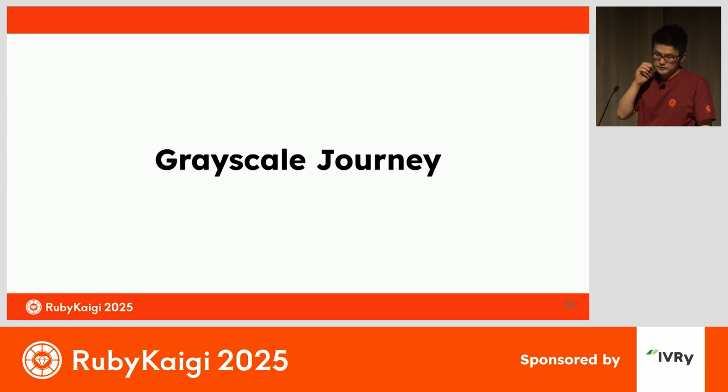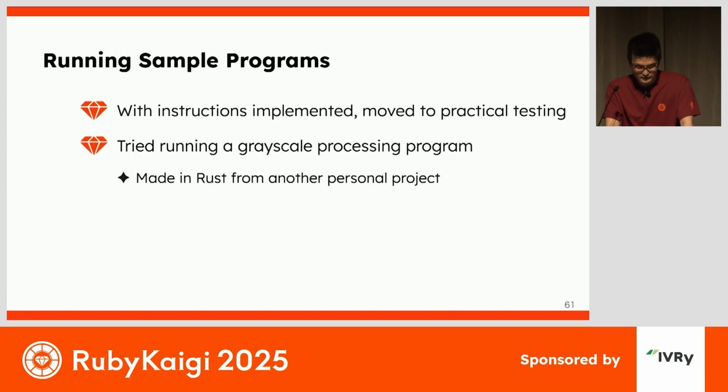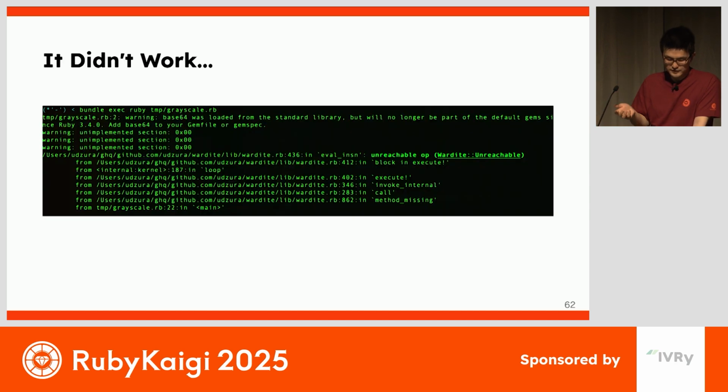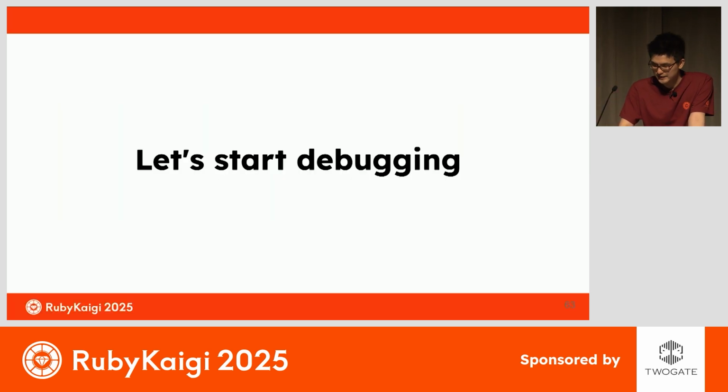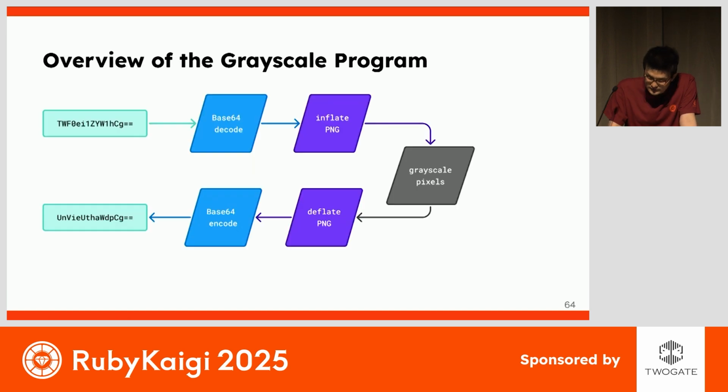This led to the grayscale journey. I tried running a Rust program for grayscale conversion that I had created for another project. But it didn't work. Thus began the days of debugging. Briefly, the grayscale program takes base64 encoded data, like a data URL, decodes it to a PNG, converts it, re-encodes it, and finally encodes it back to base64 text.